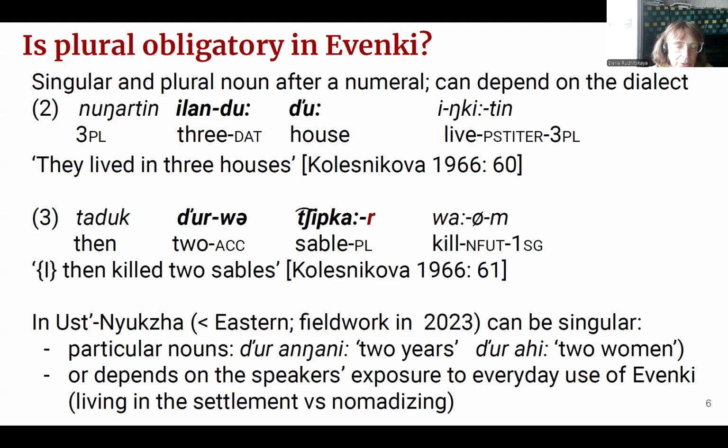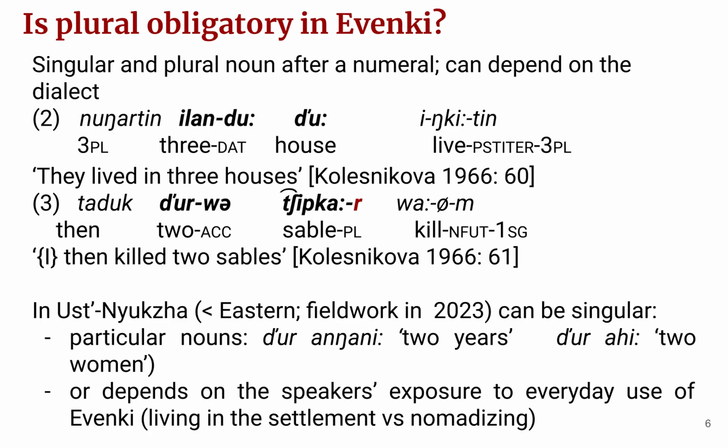Many authors of grammars mention that the noun in the numeral construction can be both plural and singular. This is shown in 2 versus 3. However, this distinction can be conditioned by dialect variation. So it's not clear enough in the grammar data.